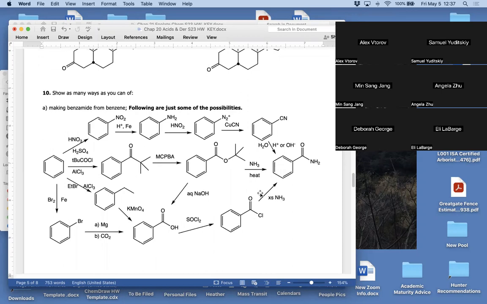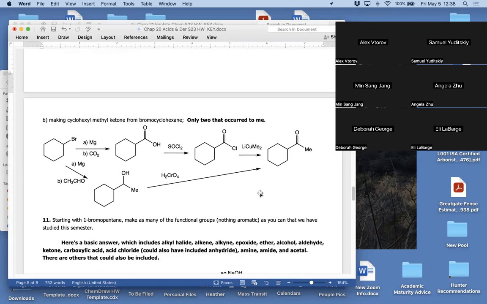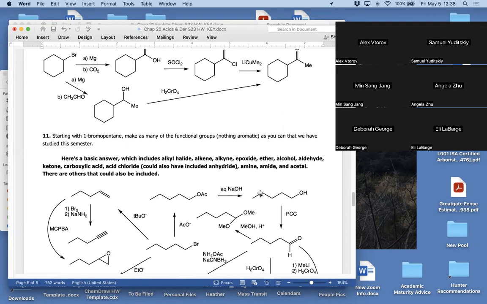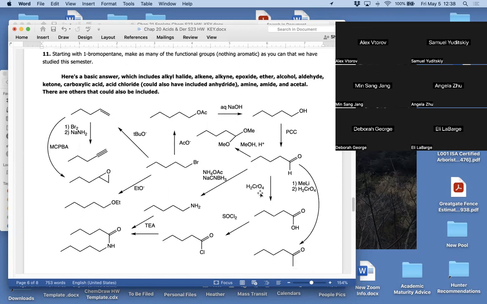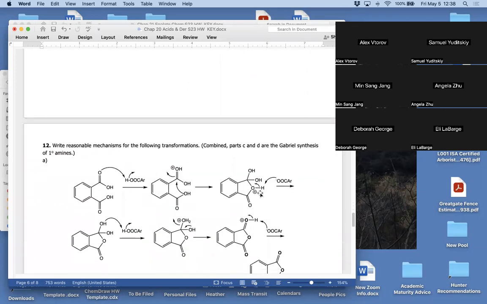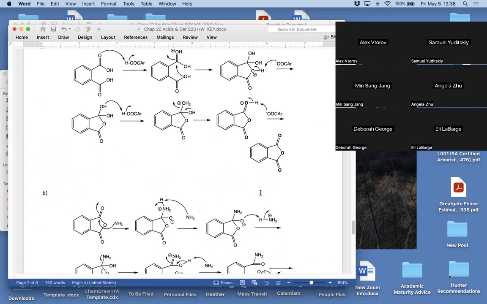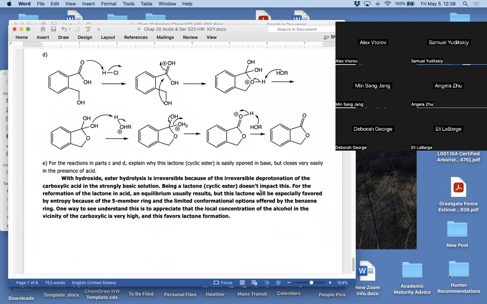Ten is my way of helping you get a head start at reviewing for the final exam, but most of it is in this chapter, not all of it, of course. And again, 11 is helping you get ready for the final exam. But there's a lot of chemistry from this chapter. And then some mechanism practice.